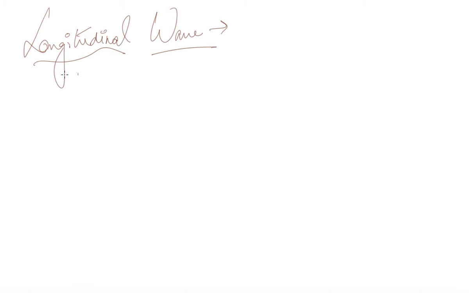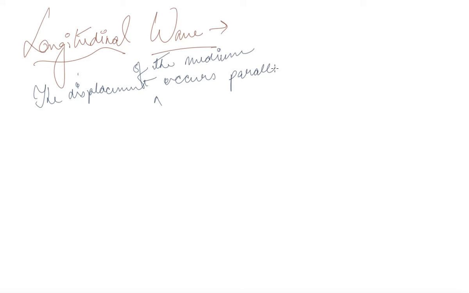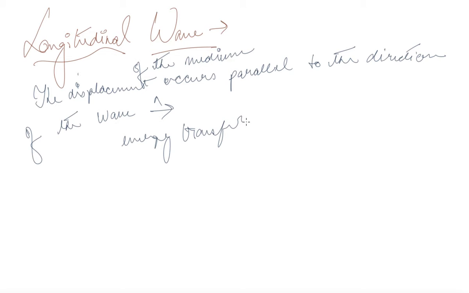Now let's discuss longitudinal wave. The definition of a longitudinal wave is that the displacement of the medium occurs parallel to the direction of the wave, or the energy transfer. Please mention the displacement of the medium. So what does this definition mean?